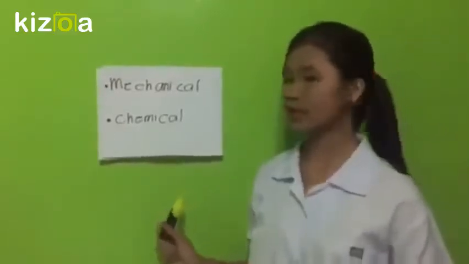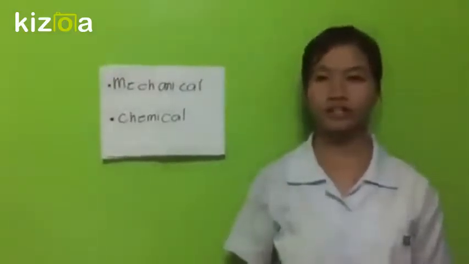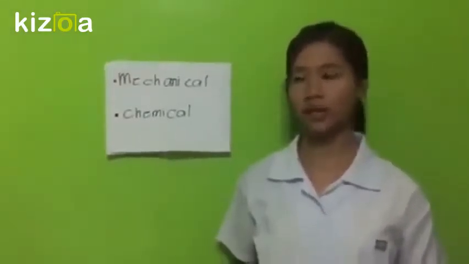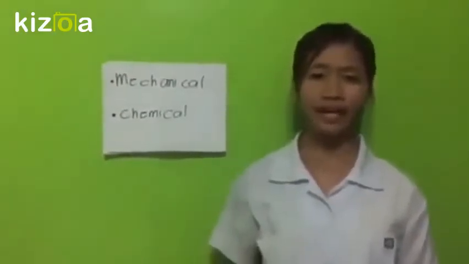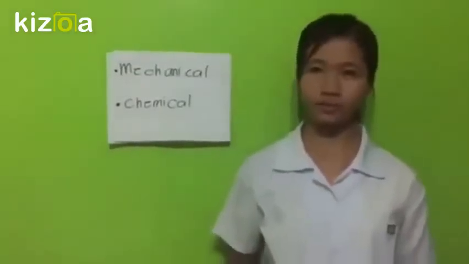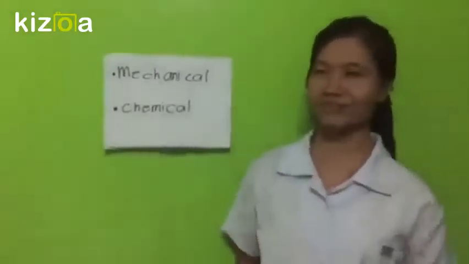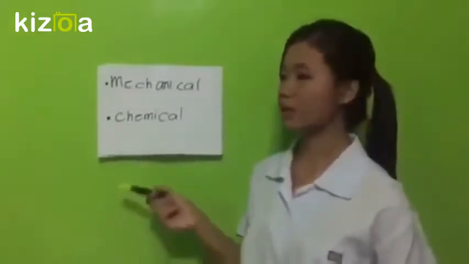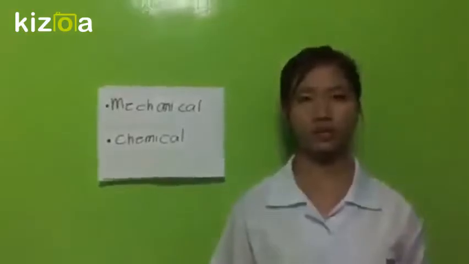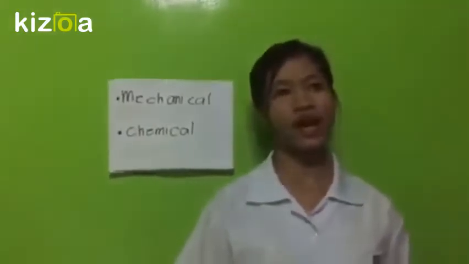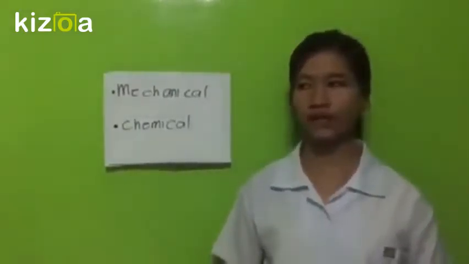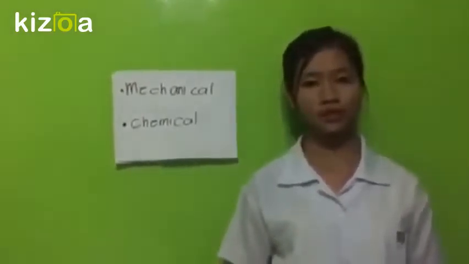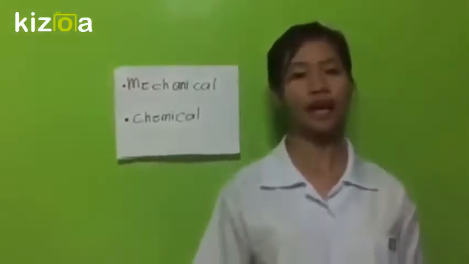Next is chemical weathering. Chemical weathering changes the materials that make up rocks and soil. Sometimes carbon dioxide from the air and soil combines with water. It produces a chemical called carbonic acid, which can dissolve rocks. This carbonic acid can also be powerful in dissolving limestone.